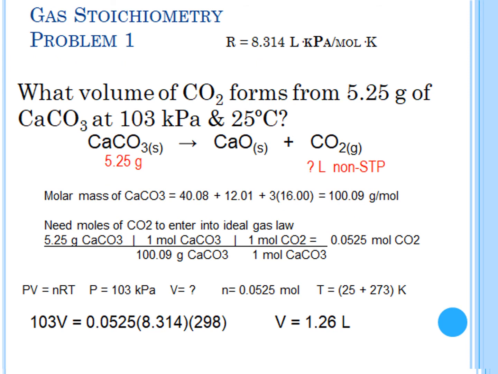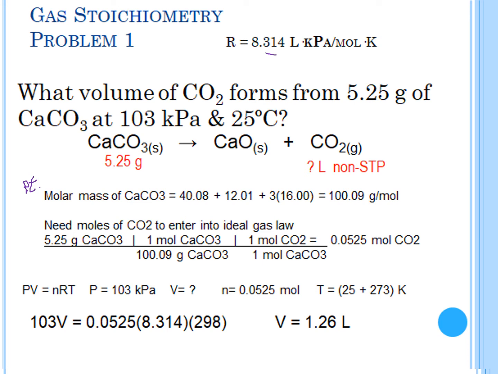All right, so here is our answer. I put R up at the top, just so we have it for later. So in order to do my molar conversion fence, I need to know the molar mass of calcium carbonate. So this is coming from the periodic table. Calcium 40.08, carbon 12.01, 3 times 16 for each oxygen is 100.09 grams per mole total.